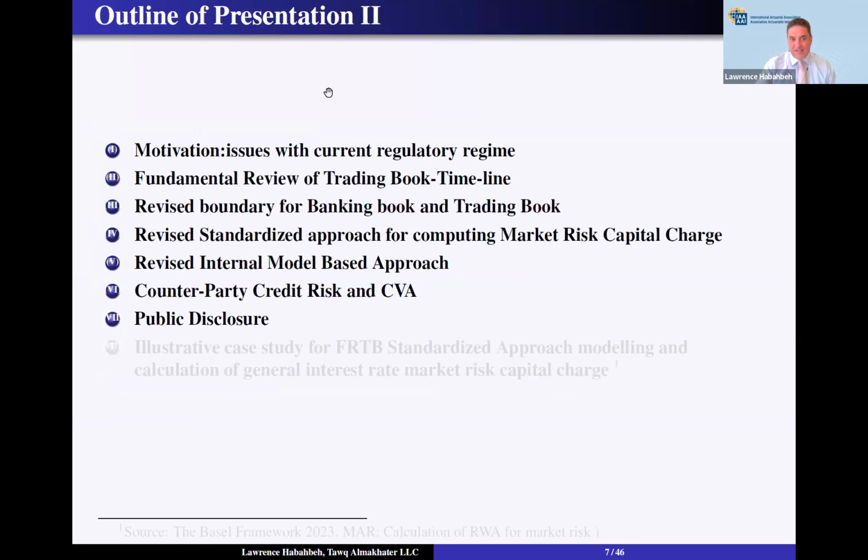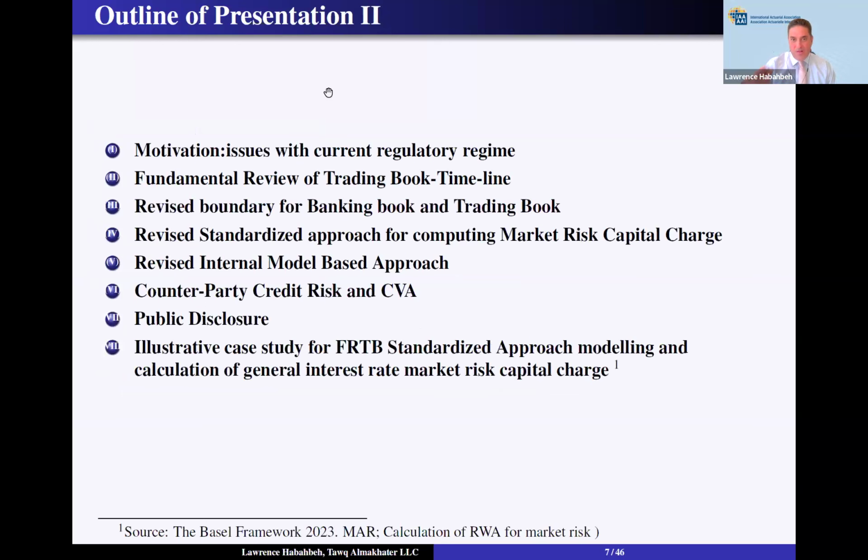Just a quick note regarding the second presentation. In the second presentation in November, we will zoom into the fundamental review of the trading book. We'll review the evolution of the regulatory regime, what happened between Basel 2.5 and Basel III, and why the regulator introduced further regulation. We'll dig deeper into the boundary and the standardized approach for computing the market risk capital charge.